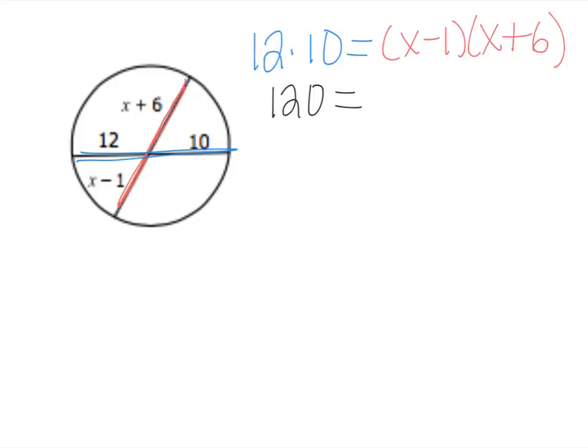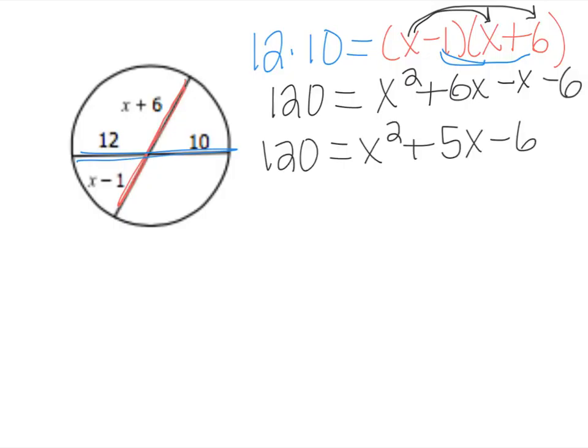We're going to multiply X minus 1 times X plus 6. We're going to use FOIL from Algebra 1. X times X is X squared. X times 6 is 6X. Negative 1 times X is negative X. Negative 1 times 6 is negative 6. We will combine like terms. 6X minus X is 5X. This gives us a little Algebra 1 review and gets us ready for Algebra 2.